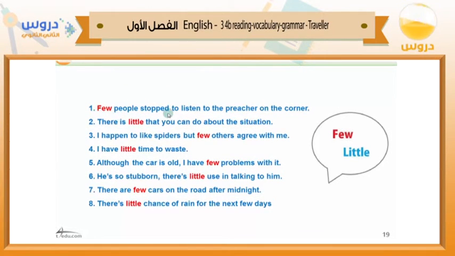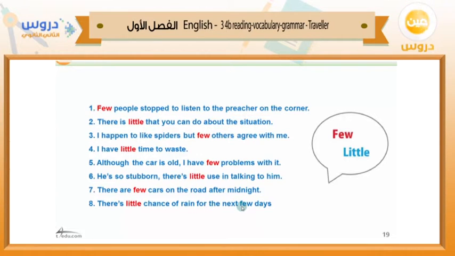So, few people stopped. Is people counted or not? Few people stopped to listen to the preacher on the corner. So now we're comparing few and little. There is little that you can do about the situation. 3, I happen to like spiders, but few others agree with me. I have little time to waste. Although the car is old, I have few problems with it. He is so stubborn. There's little use in talking to him. There are few cars on the road after midnight. And 8, there's little chance of rain for the next few days.